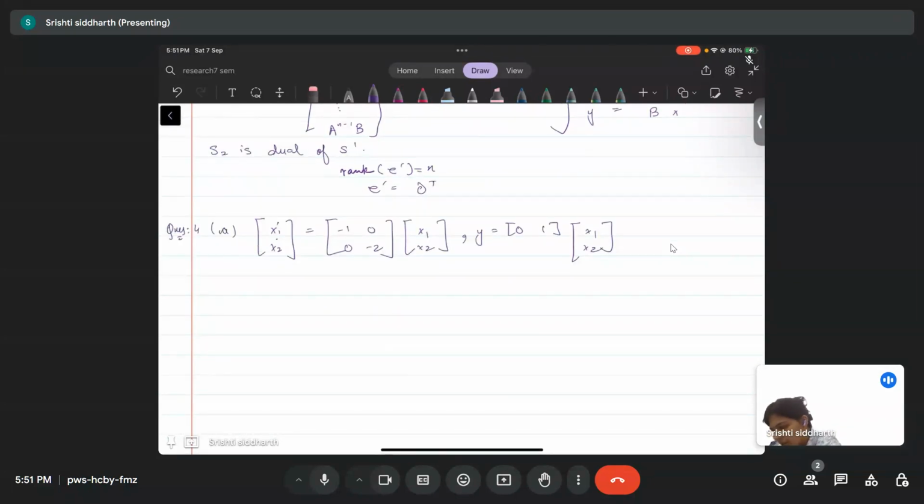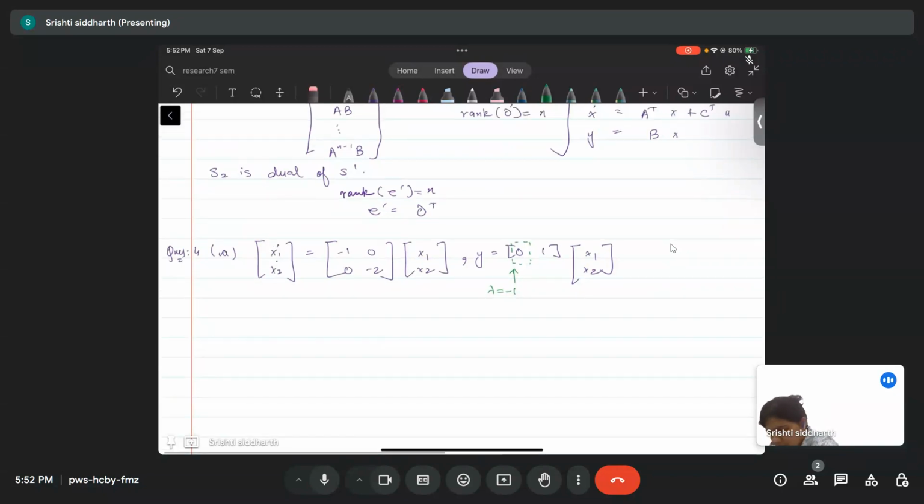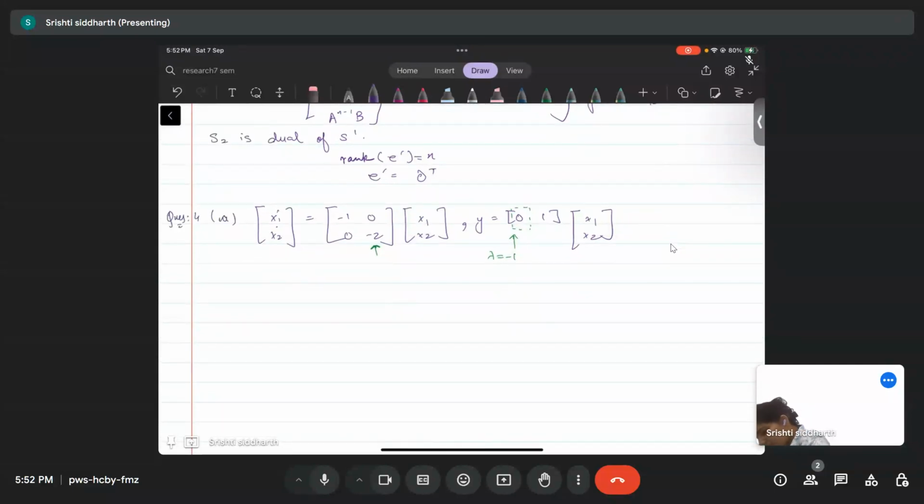Is the system partially observable? Yes, right? You can see that the system is not observable because one of the elements of C is 0, and this corresponds to lambda equals -1. So the stable mode is unobservable, but here one of the other stable modes is observable. So our conclusion is that the system is not completely observable.